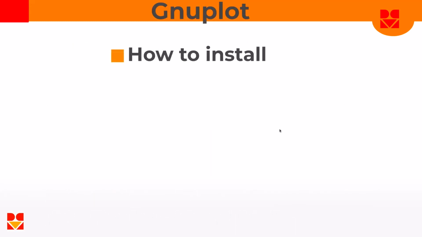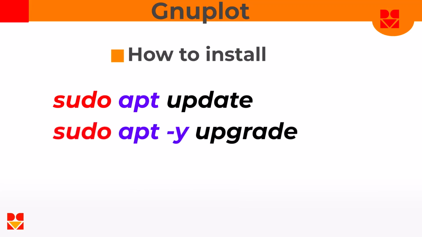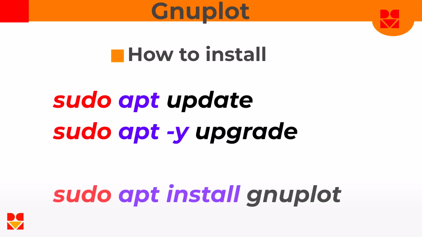So how do we install it? You do sudo apt update to update your packages, and then you do sudo apt -y upgrade to upgrade them if need be. And then when you are done, you run sudo apt install gnuplot. So this installs Gnuplot for you.